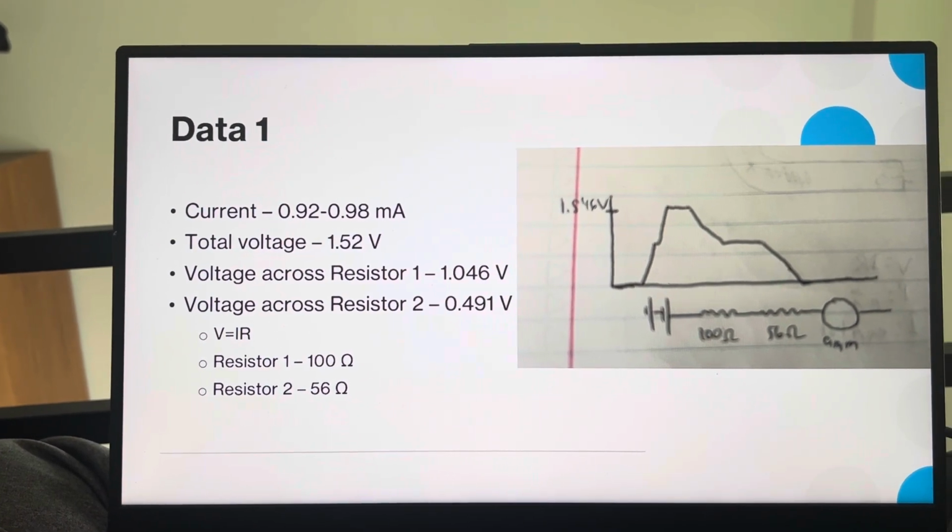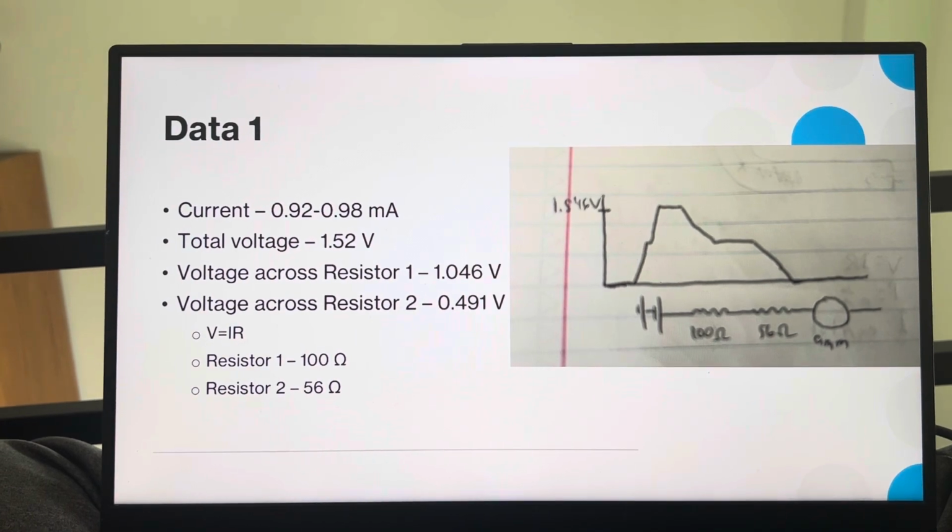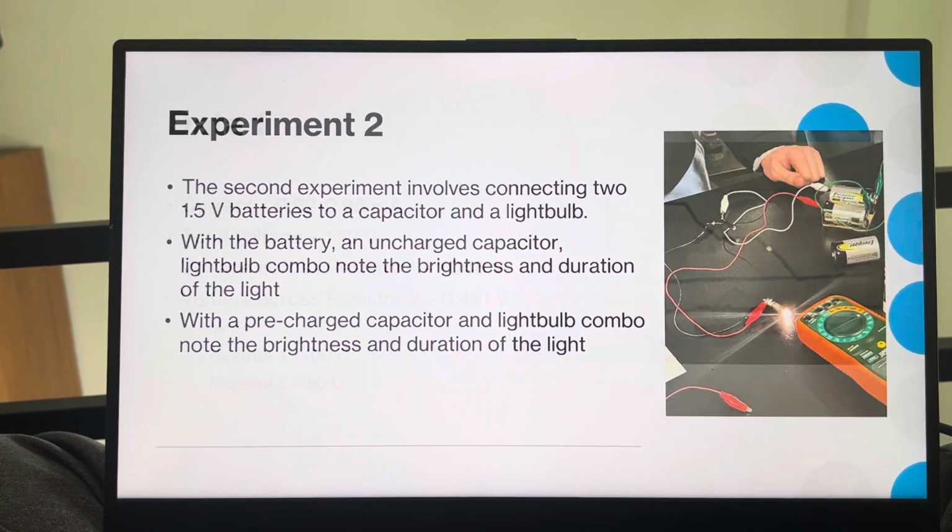And here we have a graph depicting the change in voltage over time and resistors.